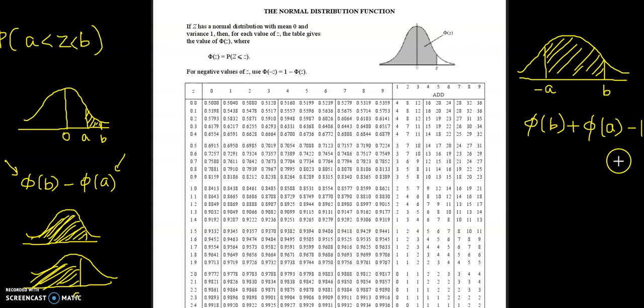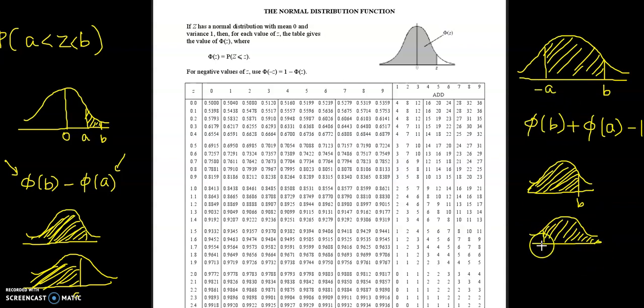Now, why is this? When we are finding phi of B, we basically get this entire region from negative infinity to the point B. When we are finding phi of A, what we are basically getting is this entire region. I'm just flipping it and showing. So this A is supposedly flipped up. This minus A would give you the same answer. So this is what you're getting.